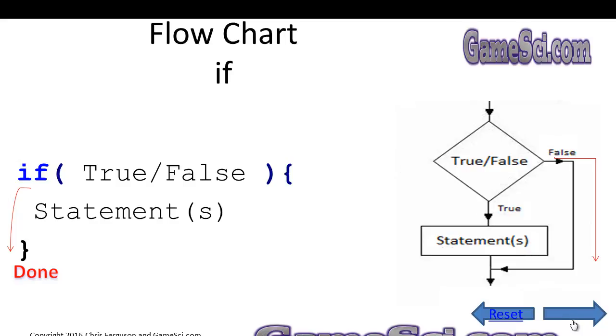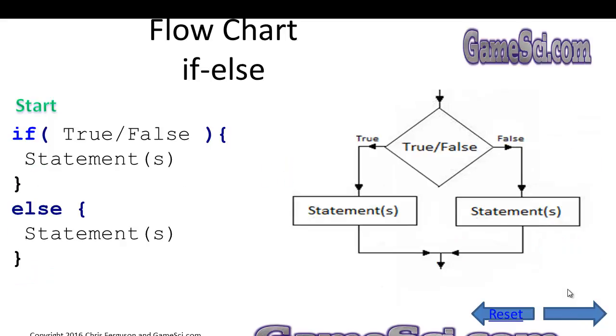Let's move on to the if-else because it does have a different flowchart. So let's flowchart the if-else control or selection statement. The if-else is a two-way decision. It has two separate paths that it may take during the execution. And you can see over here on our flowchart, we have two separate paths. One path for true and a different path for false.